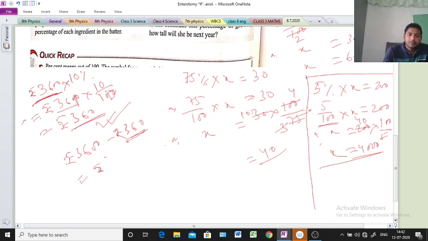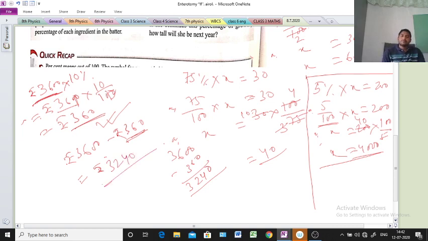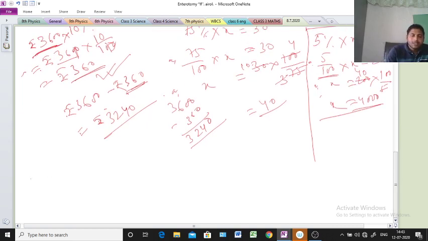3600 and here 360. Here 0, 10 minus 6, here 4, 5 minus 3, 2, 3240. So that means rupees 3240. That is the answer. Okay, clear? Okay, this is one process. Another process also we can do directly. We can do it directly. This is the second process.